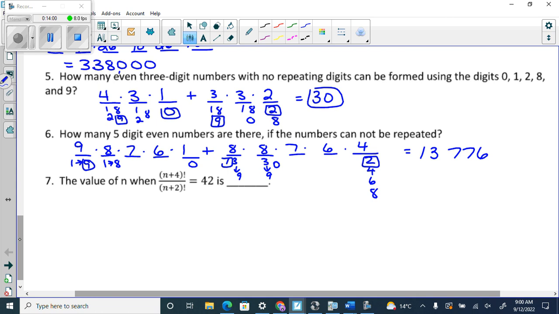And then I gave you this one. (n+4)! over (n+2)! equals 42. So we have to expand it. The first thing we should always do is rewrite the question.